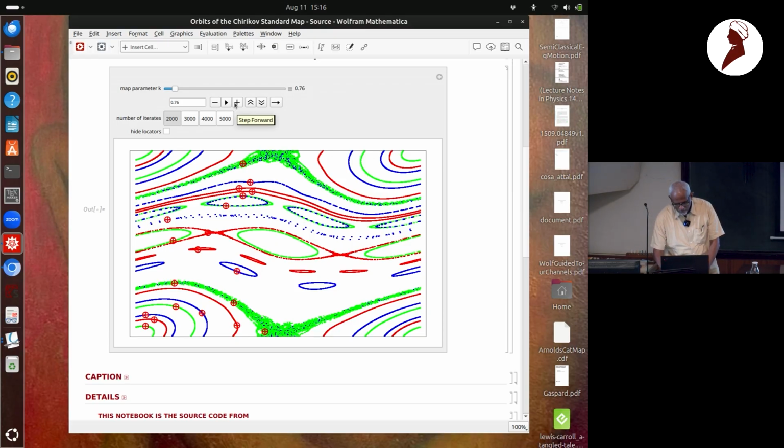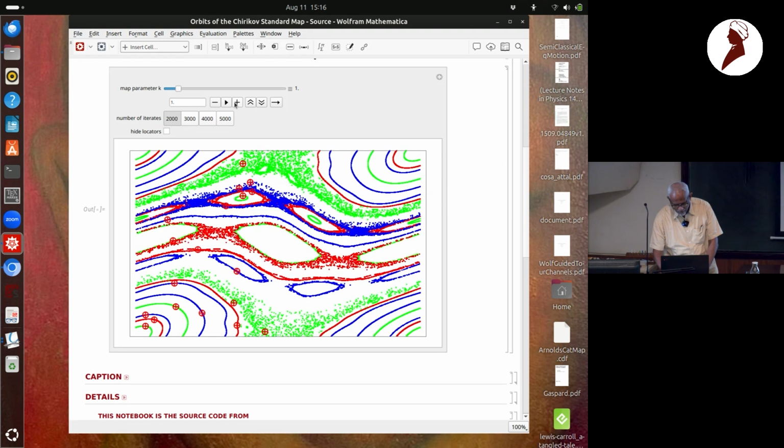Let's step forward. This has now gone to 1, and you can see more of that. This region is growing, and you can see more chaos. At 1, this one looks like a complete KAM torus, but if you go for a very long time, chaos can penetrate it. There are holes in it, because there's a critical point of around 0.97 when all these tori really break up.